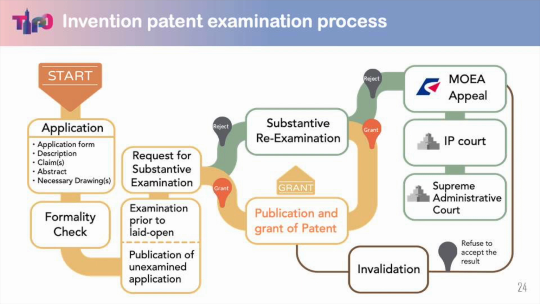However, anyone can still request for invalidation if they object to the granted patent. If the application is rejected, applicants can request for re-examination. Finally, if applicants refuse to accept all the results, they can file an appeal or a lawsuit to these 3 higher authorities.